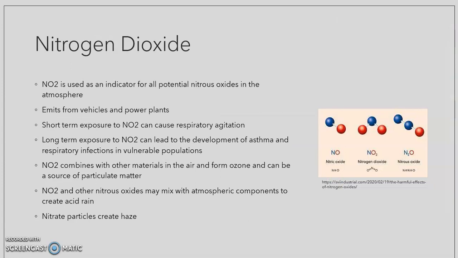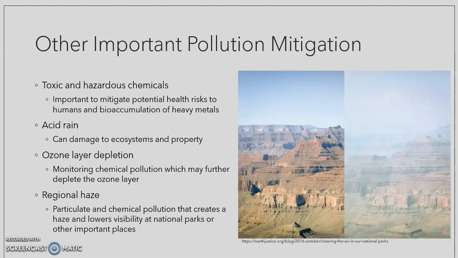Nitrogen dioxide is similar to sulfur dioxide. It is also an indicator of other nitrous oxides in the atmosphere. It comes from vehicles and power plants. And short-term exposure to NO2 can cause respiratory agitation, and long-term can lead to the development of asthma and other common respiratory infections. And then nitrate particles can also create haze in the atmosphere and make it low visibility.